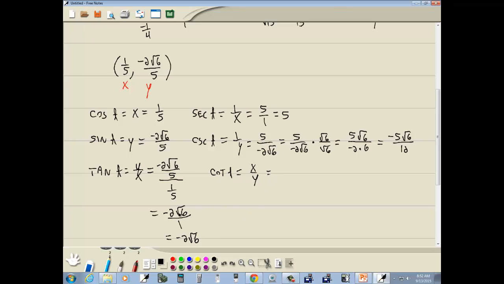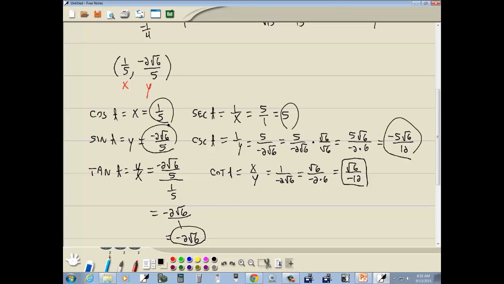Okay, cotangent is equal to x over y, so we'll flip this fraction. So we'll have 1 over negative 2 square root of 6. Can't have a square root of 6 in the denominator, so we multiply top and bottom by it. We get square root of 6 over negative 2 times square root of 6 times square root of 6, which is 6. So that gives us square root of 6 over negative 12, and I can put the negative up on top if I wanted, but those are our answers. And let me just double check myself there. Yeah, that looks right. I'm not doing this off a script, so if you find a mistake, that's very possible.